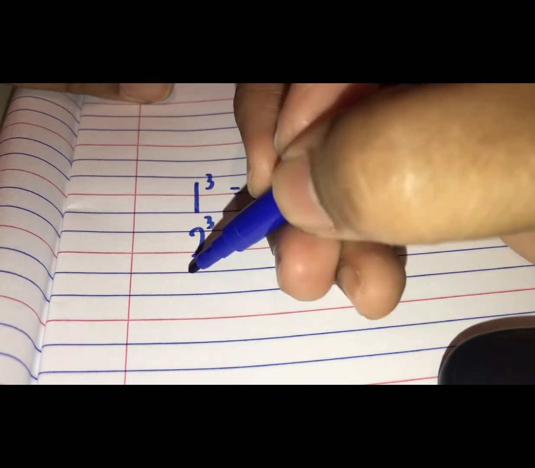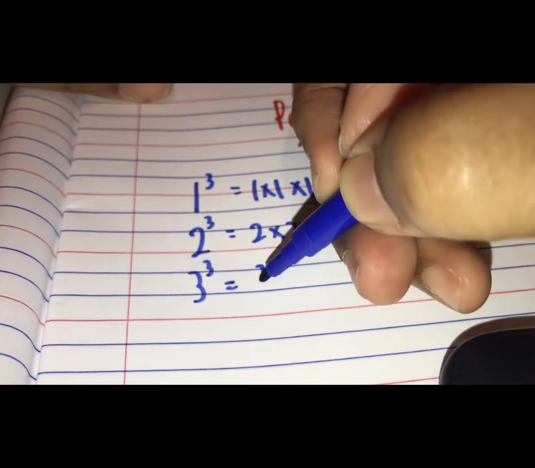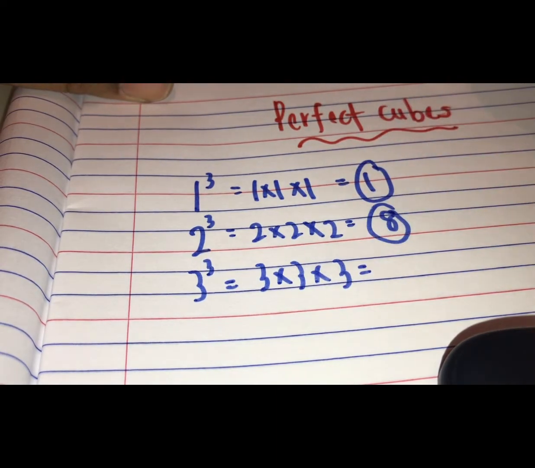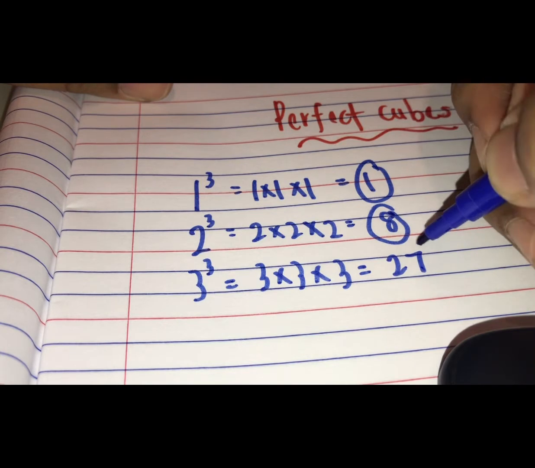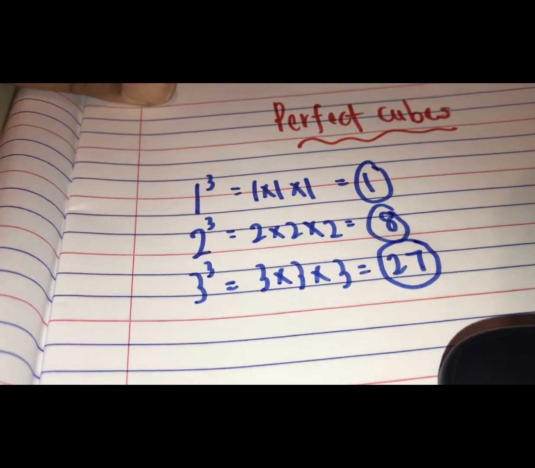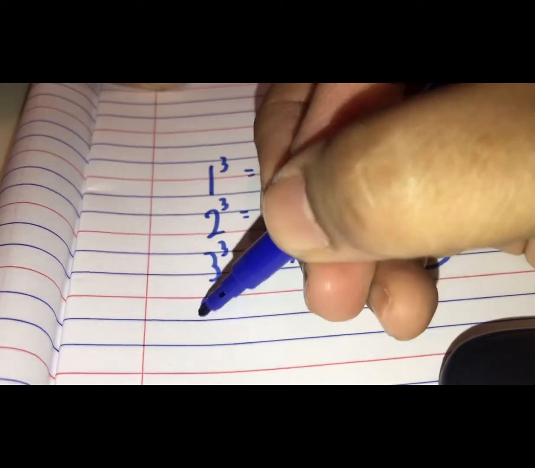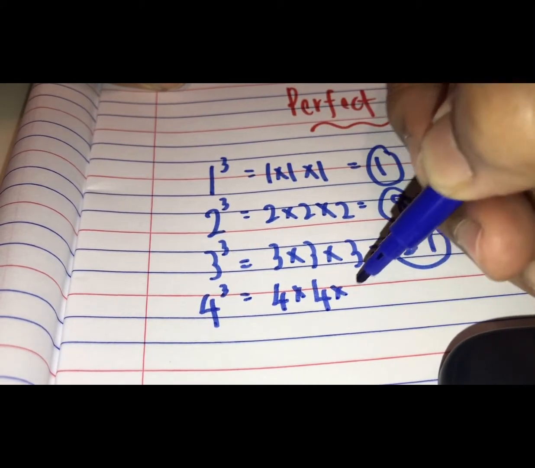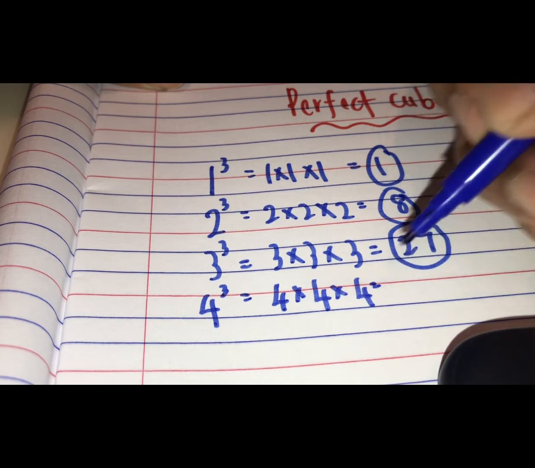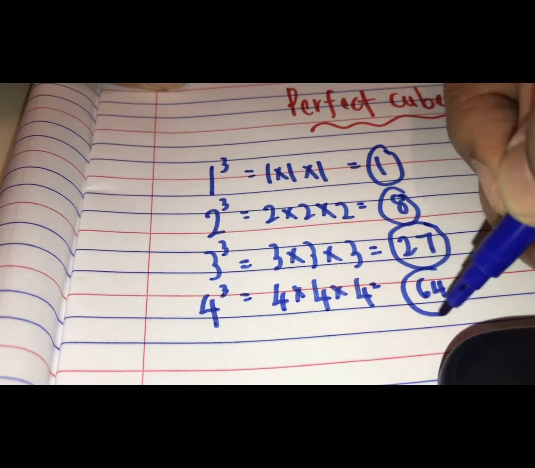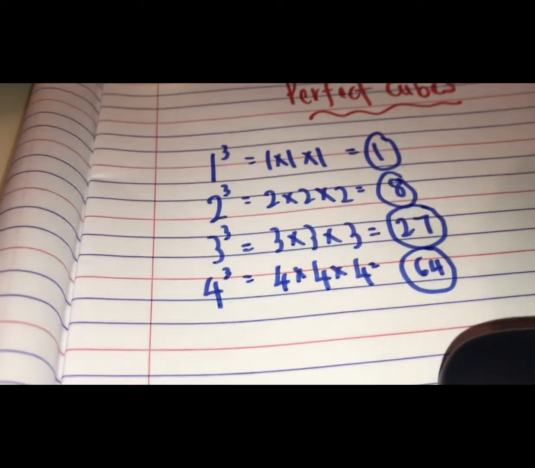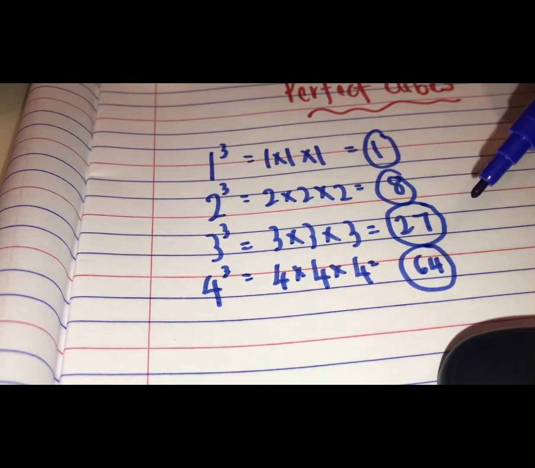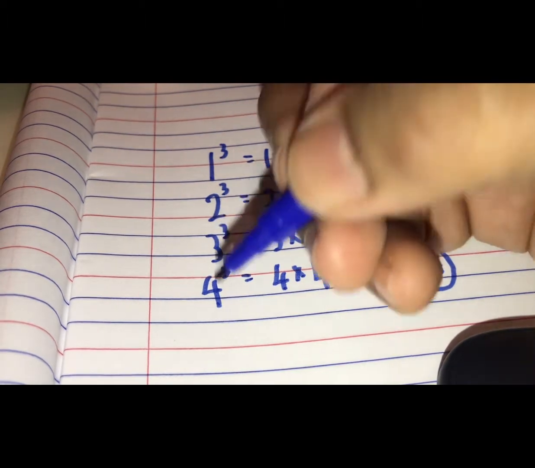Then 3 cube equals 3 times 3 times 3. So you get 27. This one is a perfect cube. Then we have 4 cube, 4 times 4 times 4, you get 64. So this one is a perfect cube. You must memorize this. 2 cube is 8, 3 cube is 27, 4 cube is 64.